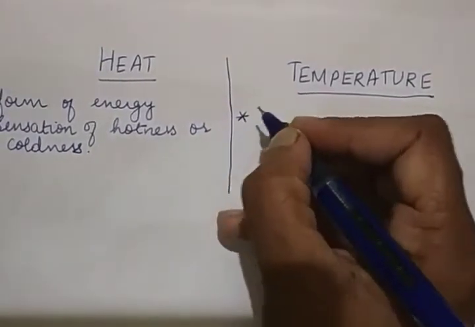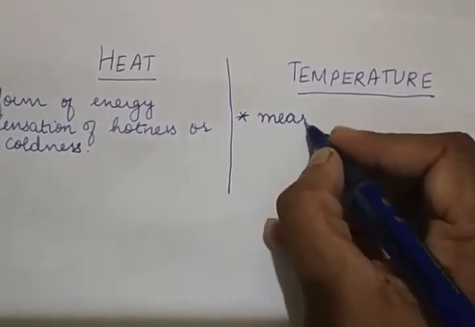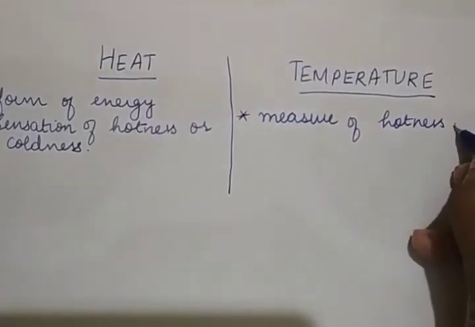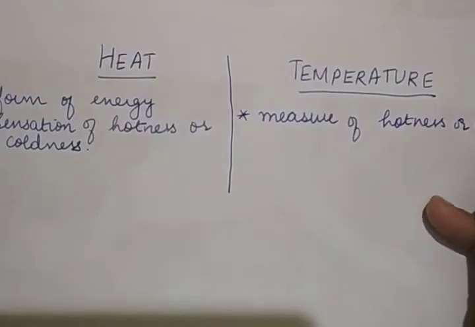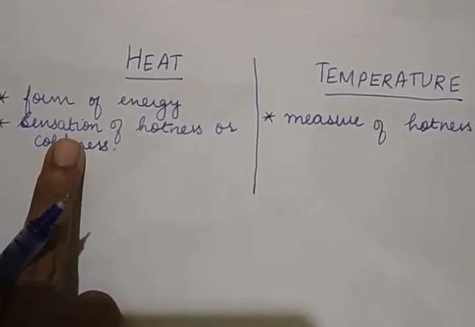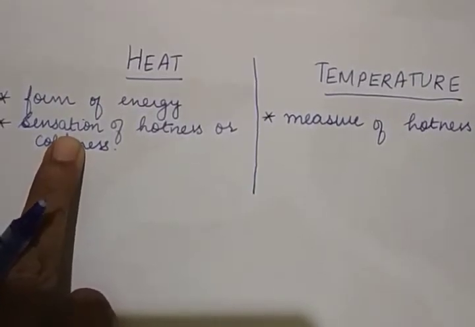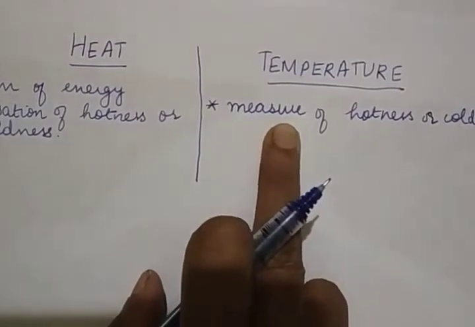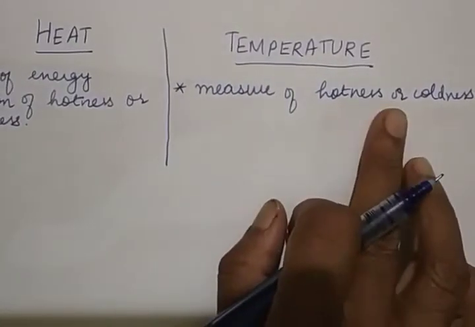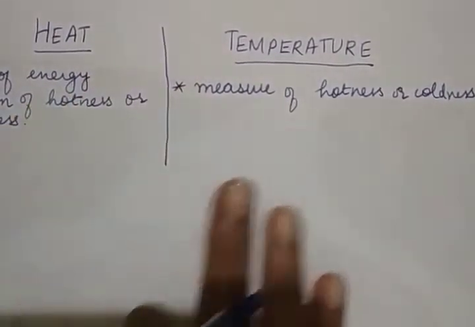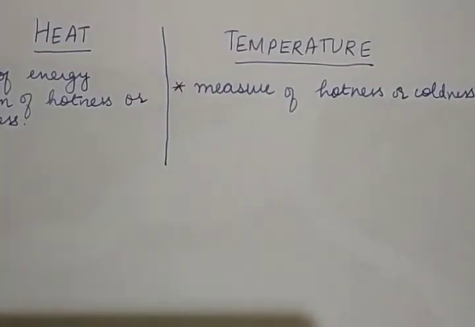Whereas when we say temperature, it's the measure of hotness or coldness. It tells you exactly how hot or how cold the body is. From heat, you may not know how hot or how cold the body is. It only tells how much energy has been transformed. Whereas in case of temperature, it will tell you exactly how hot or cold the body is. So these are 2 terms for which there are 4 differences given in our book.